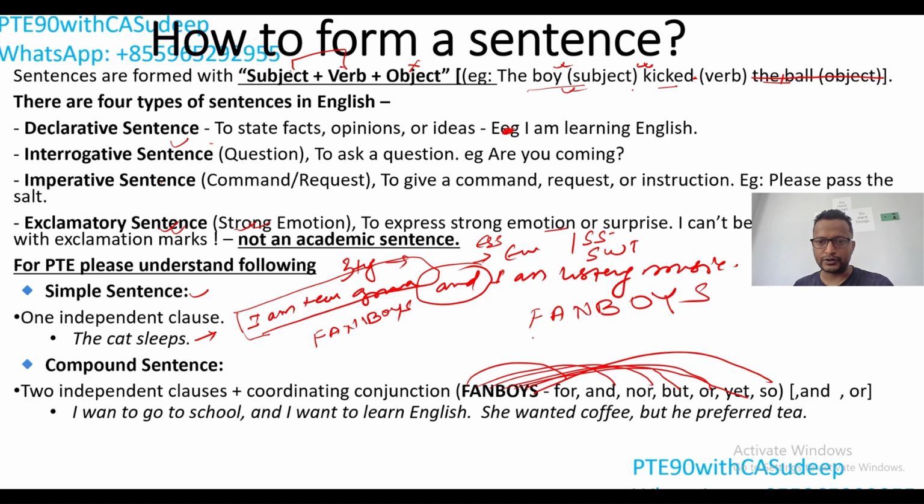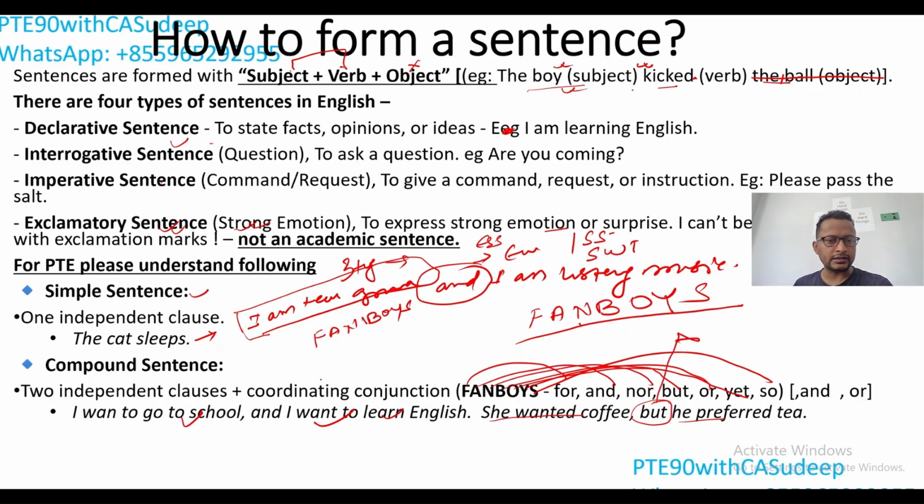So this is a coordinating conjunction, guys, which will connect 2 different ideas to form one sentence. For example, I want to go to school and I want to learn English. See, this is one independent sentence, and this is another independent sentence. You put FANBOYS in between, and then it becomes a compound sentence. She wanted coffee, but she preferred tea. See, this but is a coordinating conjunction. It shows the contrast, right?